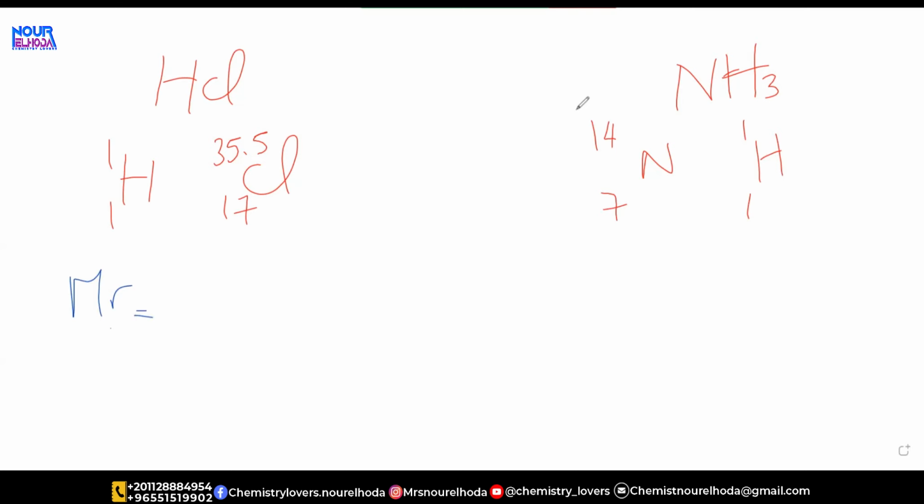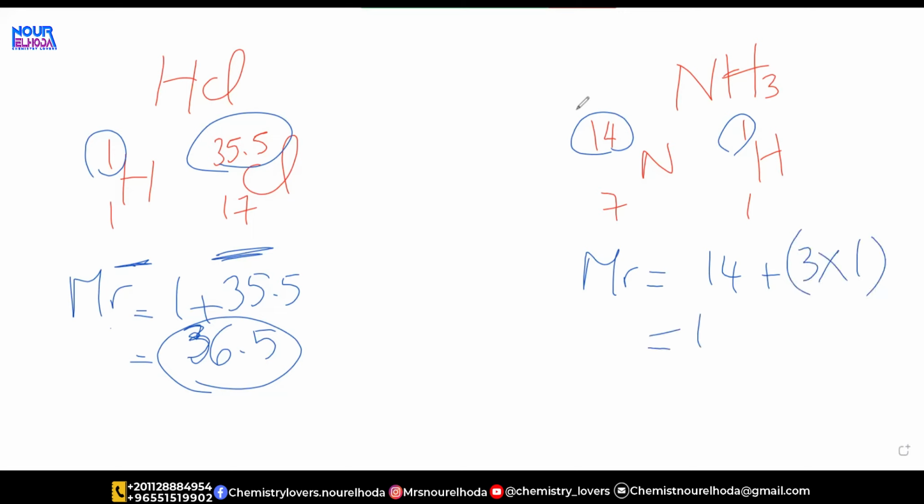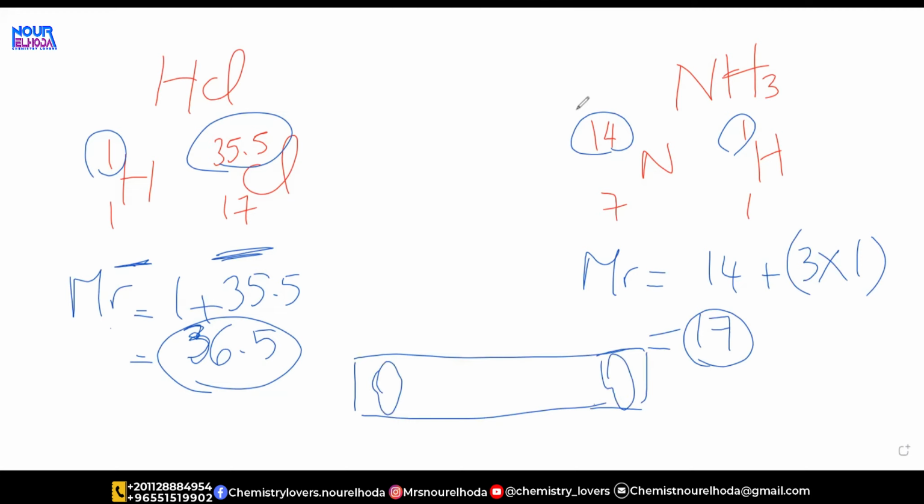So I'm going to take the total for the big numbers. So it's going to be 1 plus 35.5. From where these numbers? From the periodic table. So it's going to be total 36.5. This is the first part. The second part, I need to get the MR of ammonia. I have here 1 nitrogen, so 14, plus I have how many hydrogens? I have 3 hydrogens. So what should I do? I'm going to do 3 times 1. So total 17.